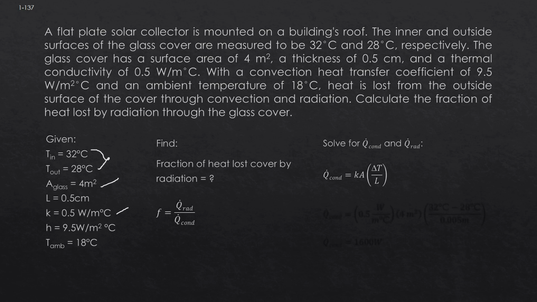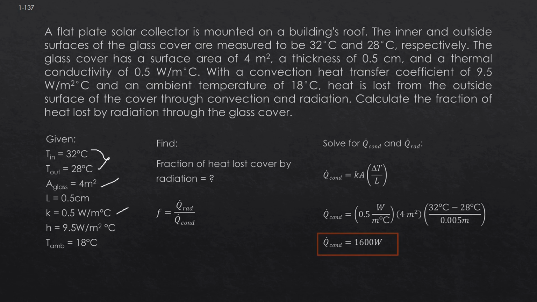So since we have all the given, we will just plug this into our equation, and we will get Q dot conduction is equal to the thermal conductivity, which is 0.5 watts per meters degree Celsius, times the area, which is 4 square meters, times the change in temperature, which is inner temperature minus outside temperature, equal to 32 degrees Celsius minus 28 degrees Celsius, over the thickness, which is 0.5 centimeters, which is equal to 0.005 in meters. So calculating, we will get Q dot conduction is equal to 1600 watts, and this will be our rate of conduction heat transfer.